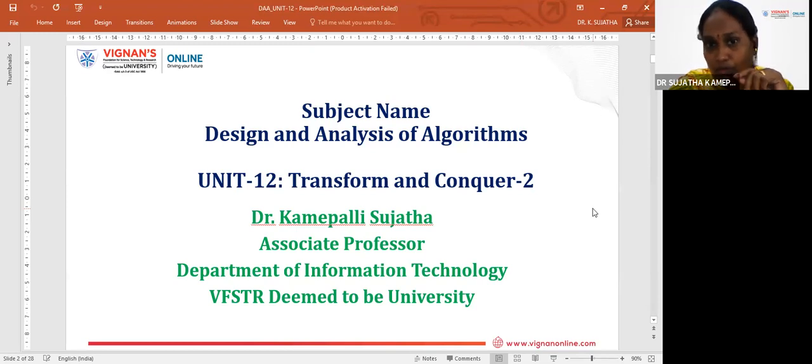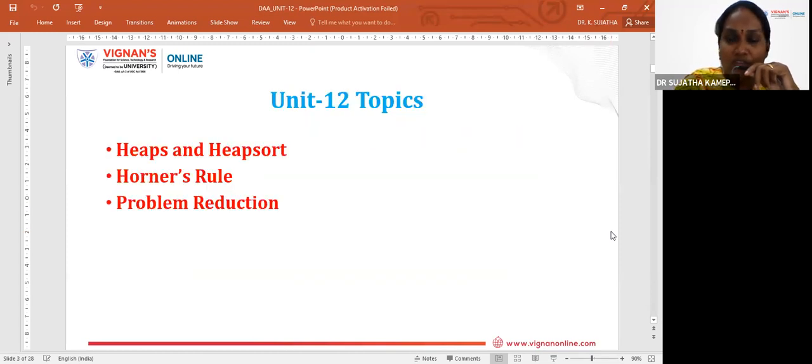In this session, we are going to discuss module 12, which explains the transform and conquer algorithm design strategy. In this module, we are going to discuss three topics: heaps and heap sort, Horner's rule, and problem reduction. Problem reduction is a small concept. Here we are majorly concentrating on heaps and heap sort and Horner's rule, right?